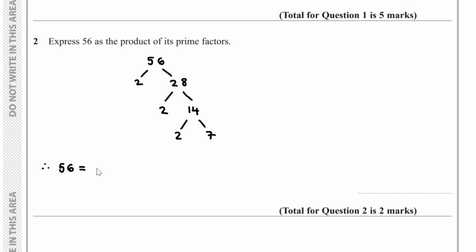equal to 2 times 2 times 2 times 7. Of course here, 2 times 2 times 2, that's 2 cubed, and then we are multiplying this by 7. So 56 as the product of its prime factors is given by 2 cubed times 7.